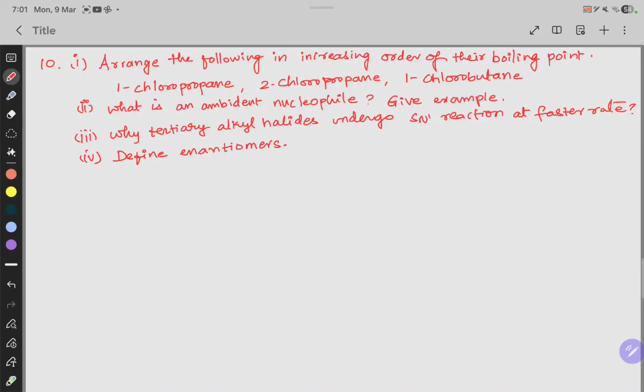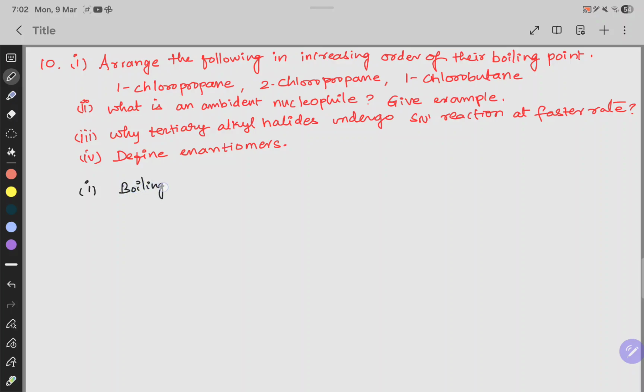Look at the question here. Arrange the following in increasing order of their boiling points. Here we need to arrange the three given molecules in increasing order of their boiling points. First, we are going to write the key concept.